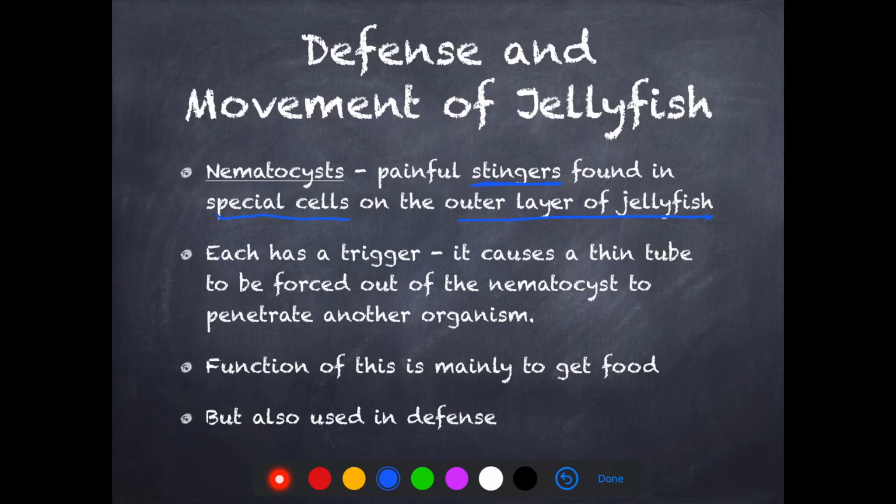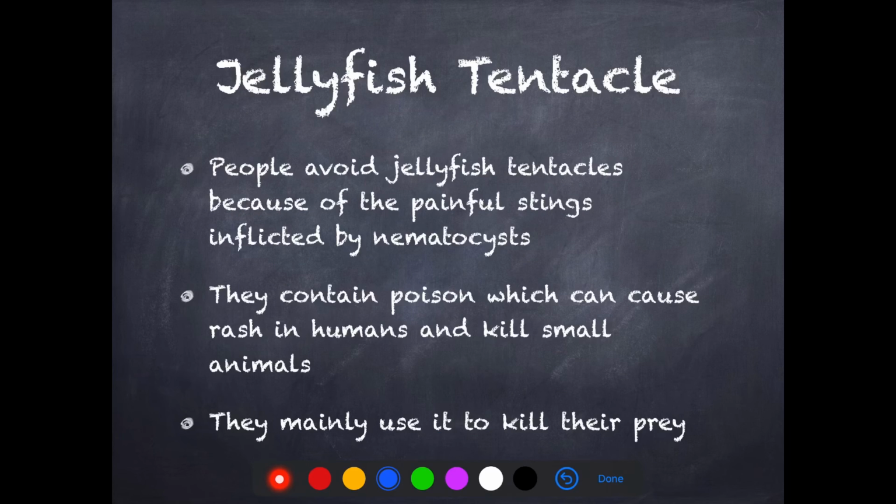And these tentacles that have these special cells with the stingers, they're all going to have a trigger, okay? Once that trigger is triggered, it's going to cause a thin tube to be forced out of the nematocyte, and it's going to penetrate the other organism. That's when you feel the sting, all right? Now, the main function of these stingers is actually to get food, all right? But if you're harming that jellyfish and it feels threatened, yeah, it's going to use it as a defense mechanism. So people avoid jellyfish tentacles because of the painful stings inflicted by these nematocytes.